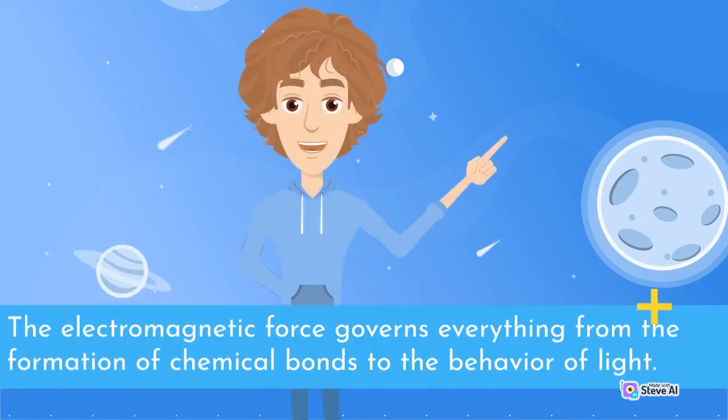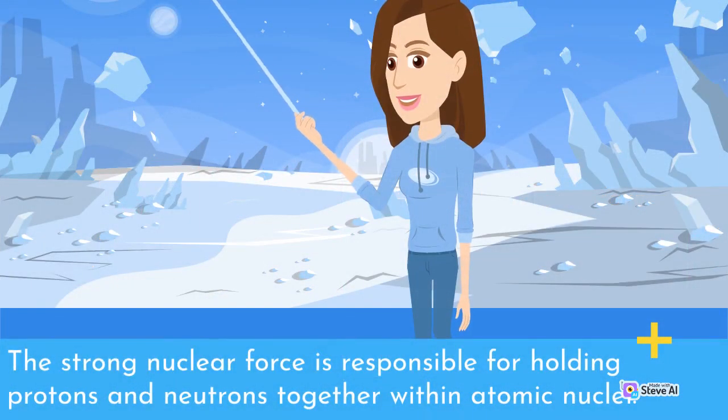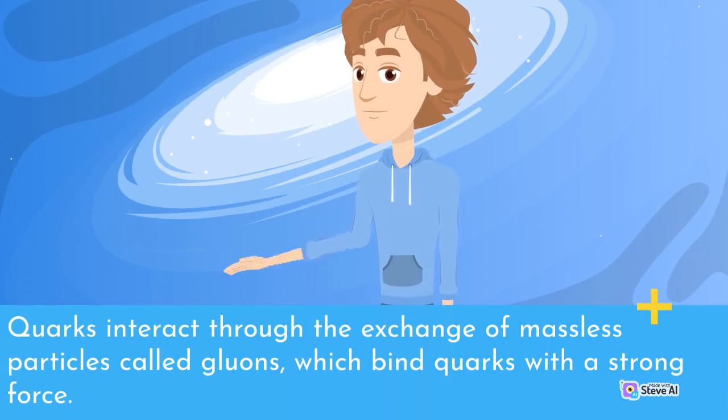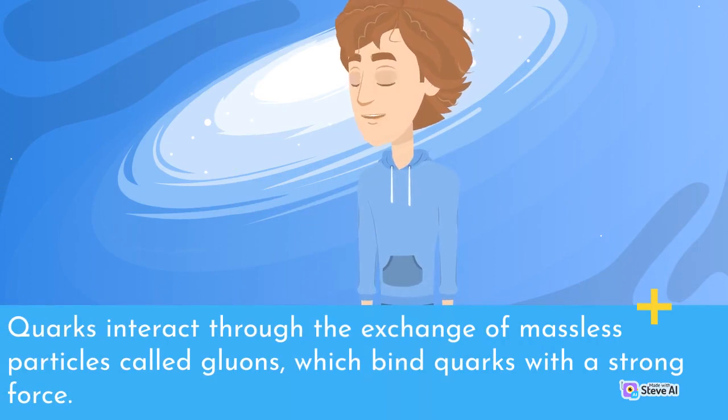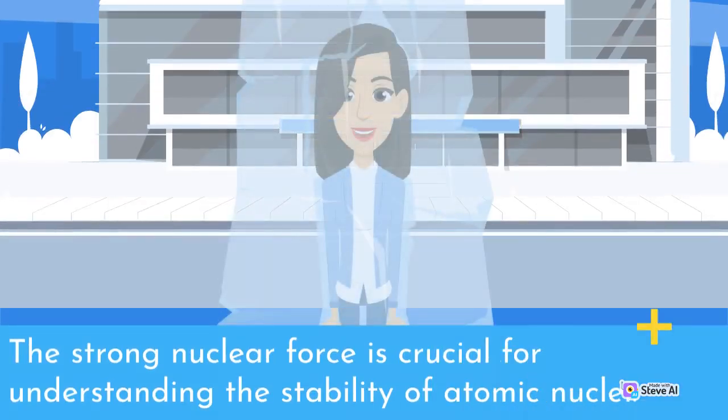The electromagnetic force governs everything from the formation of chemical bonds to the behavior of light. Strong nuclear force. The strong nuclear force is responsible for holding protons and neutrons together within atomic nuclei. Quarks interact through the exchange of massless particles called gluons, which bind quarks with a strong force. The strong nuclear force is crucial for understanding the stability of atomic nuclei.